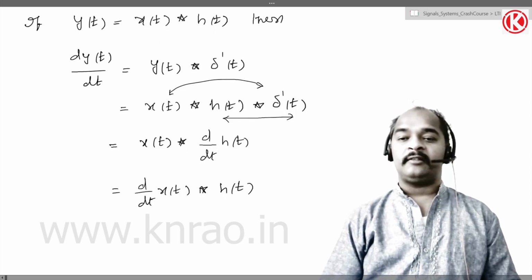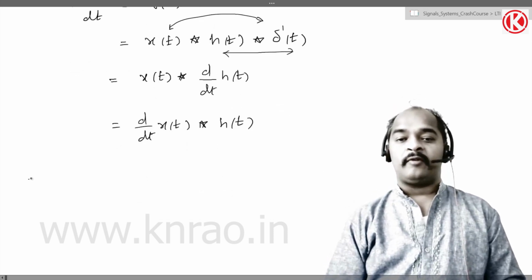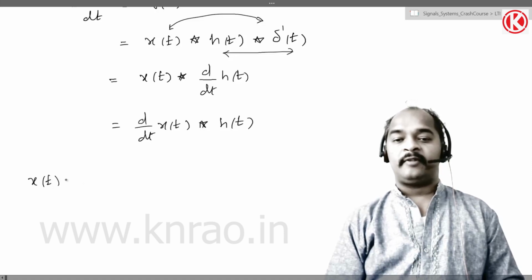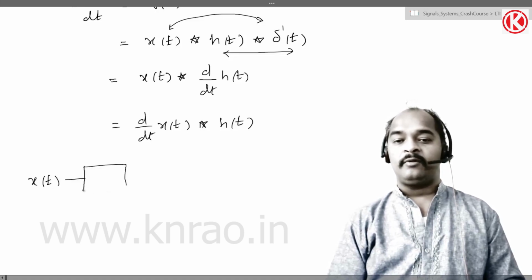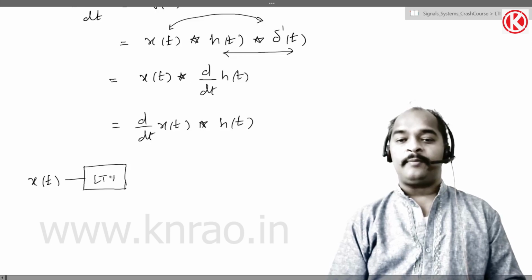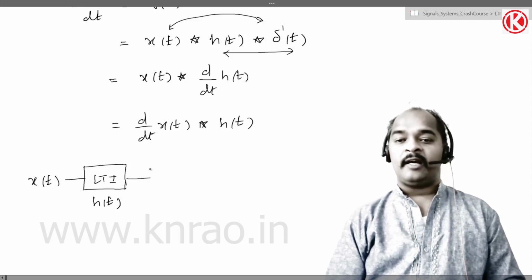If you want to see this in block diagram notation, what is that? We have an input x of t and that is passed through an LTI system with impulse response h of t. So we get y of t, and this is our y of t, correct?